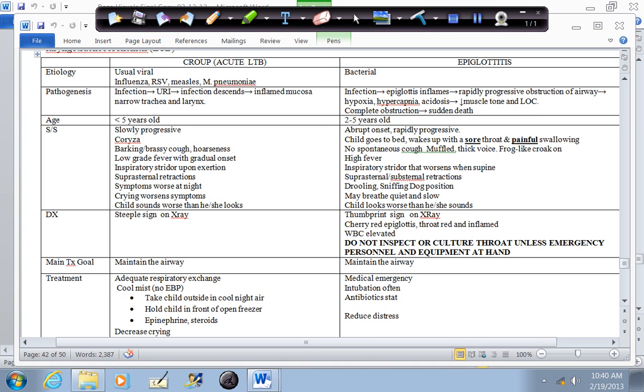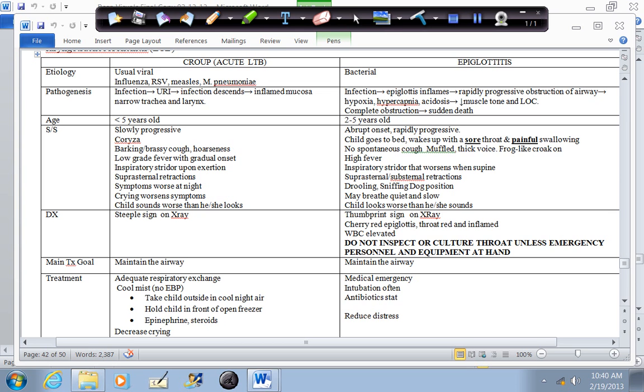But when we talk about croup, most of the time we talk about the most common occurrence of it, and that's acute laryngotracheobronchitis, or LTB. So when I talk about croup and when I test you on croup, what I'm testing you on is acute LTB. And that's actually the description of croup in your reading. You just have to read very carefully to understand that that's exactly what they're talking about.